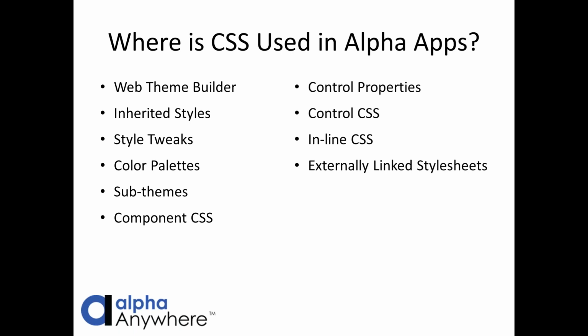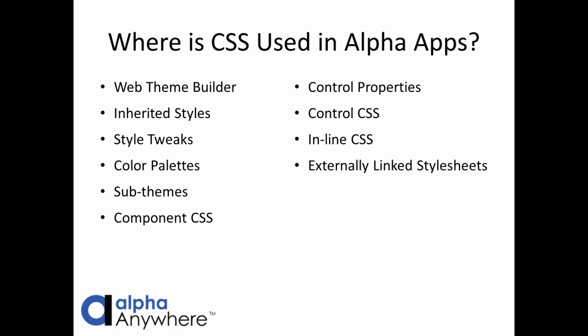It's used in color palettes, kind of loosely. There you use the CSS color properties to define your colors. So your hex values, your RGBA values, that's where CSS is used when you define your color palettes.